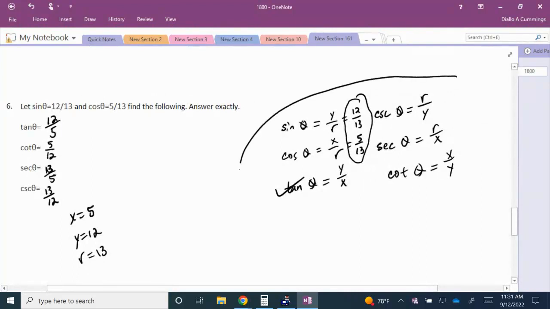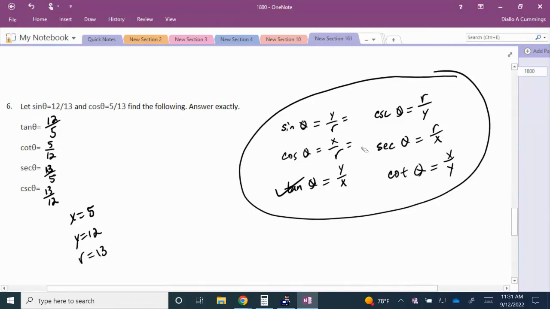All right, so you may want to write those down somewhere. They're not actually on the formula sheet.